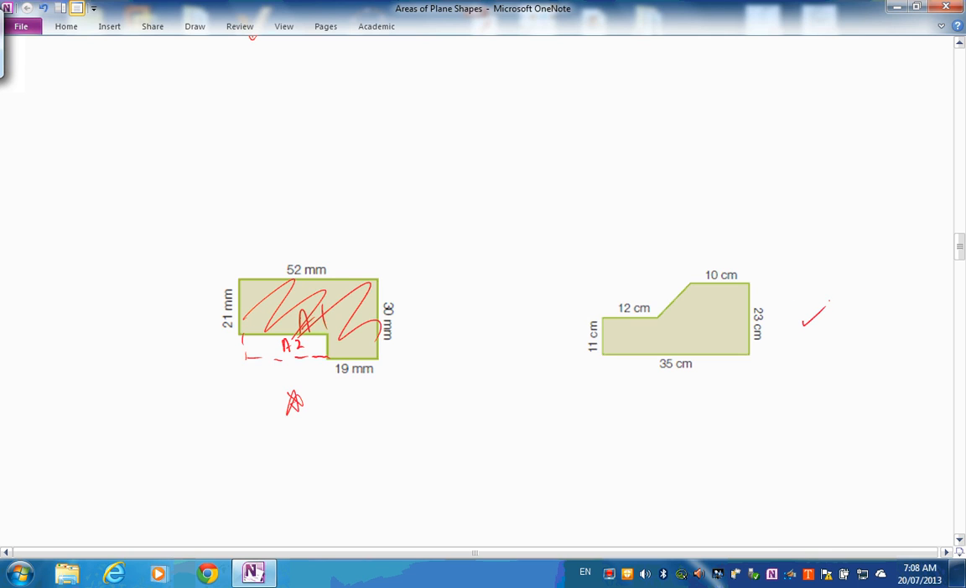What about this one over here? Well, let's do it by the first method. That would be a rectangle, another rectangle, another rectangle. So we could have A1 plus A2 plus A3 plus A4. Alright. Well, what's another way?